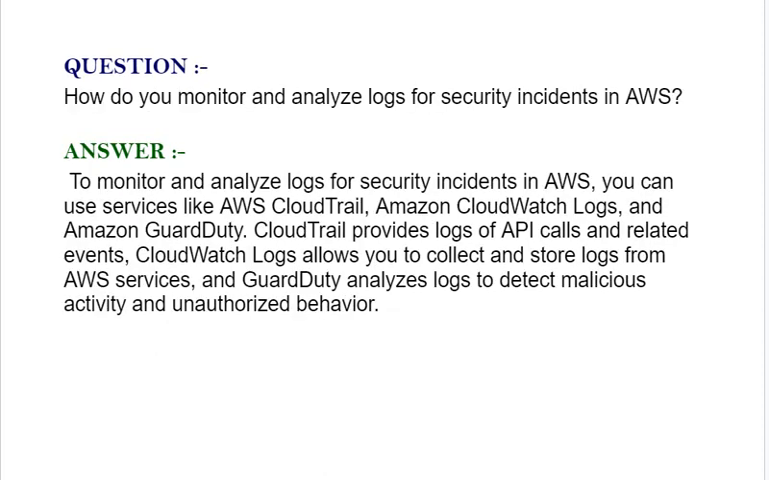Our next interview question is: how do you monitor and analyze logs for security incidents in AWS? Your answer should be: to monitor and analyze logs for security incidents in AWS, you can use services like AWS CloudTrail, Amazon CloudWatch Logs, and Amazon GuardDuty. CloudTrail provides logs of API calls and related events. CloudWatch Logs allows you to collect and store logs from AWS services, and GuardDuty analyzes logs to detect malicious activity and unauthorized behavior.